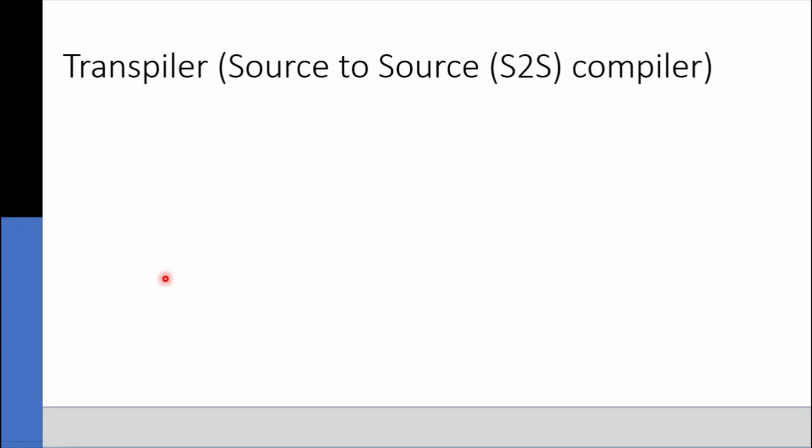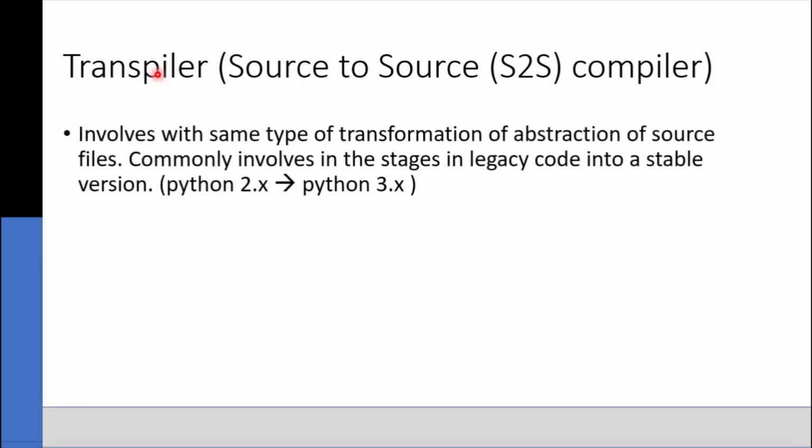Now, the next point, transpilers. At the moment, we have discussed three things. First one is assemblers, then compilers, then interpreters. Now, these are transpilers. A transpiler is a source-to-source compiler. This is a very modern technique. Transpilers involve some type of transformation of abstraction of source files.